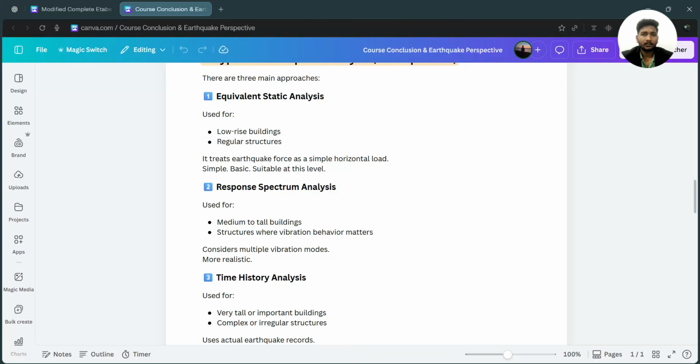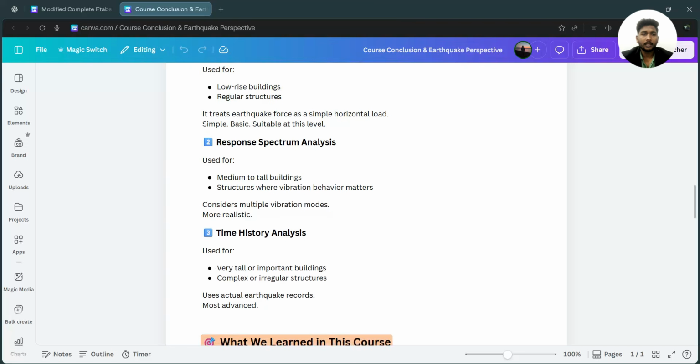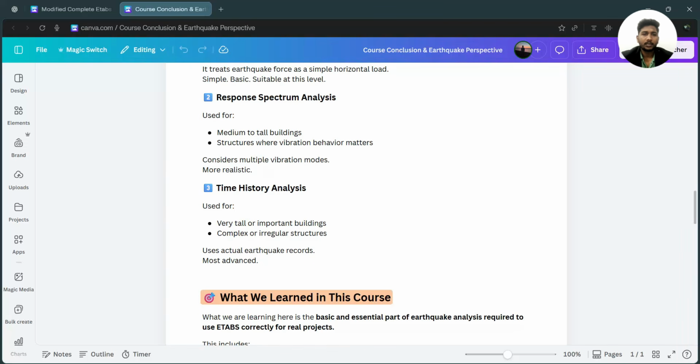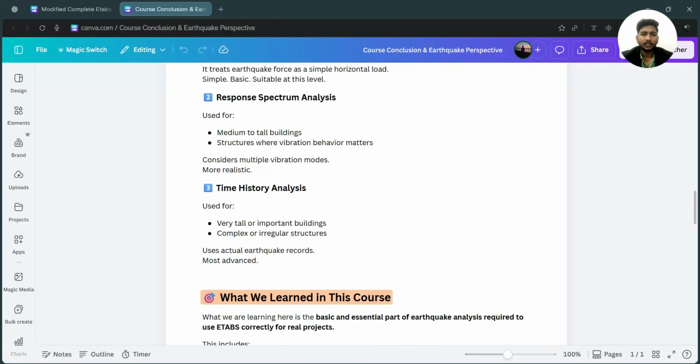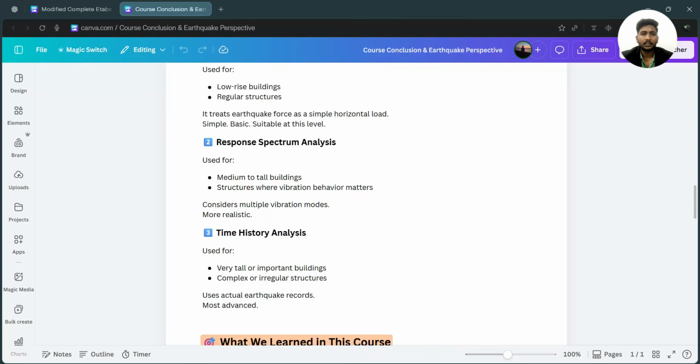If the building is in a different zone or an earthquake prone area, and if it is a medium size or greater building like a high rise building, then we go for the response spectrum analysis. Response spectrum analysis is used for medium to tall buildings and structures where the vibration behavior matters. It considers multiple vibration modes, and it is more realistic than the equivalent static analysis. Then the time history analysis is basically used for very tall or important buildings, complex or irregular structures.